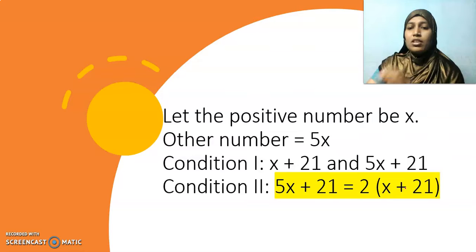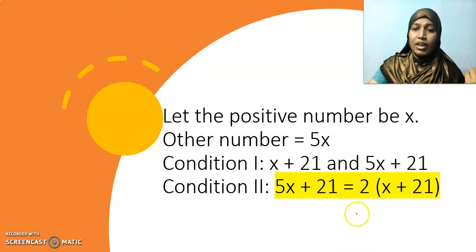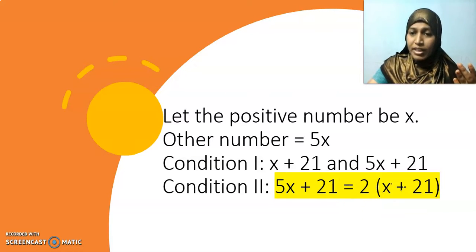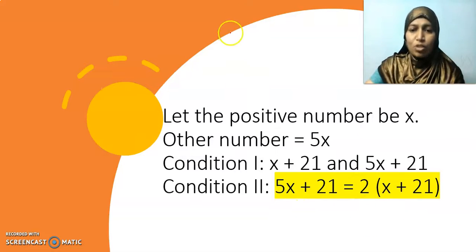Smaller numbers twice will be bigger number. I cannot twice a bigger number and tell it is equal to a smaller number. It's not logically possible, isn't it? So be careful while you write twice the other number. You will make a mistake writing x plus 21 is equal to twice 5x plus 21. You will write this is equal to 2 times 5x plus 21.